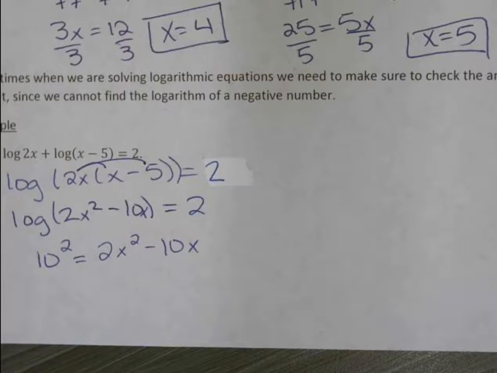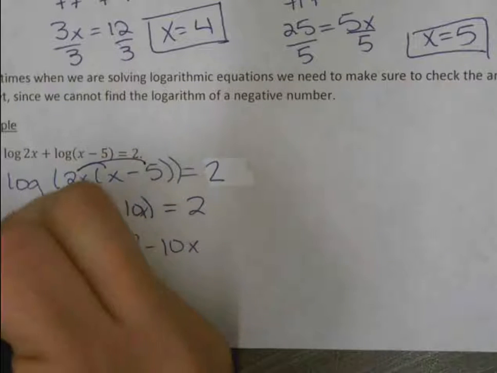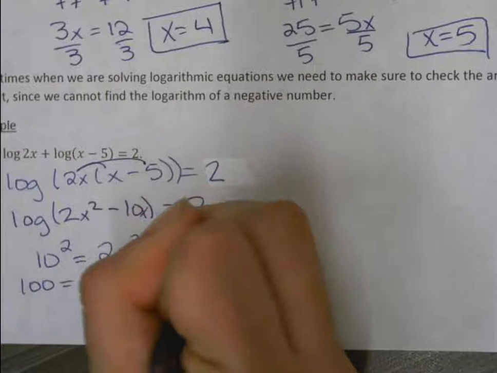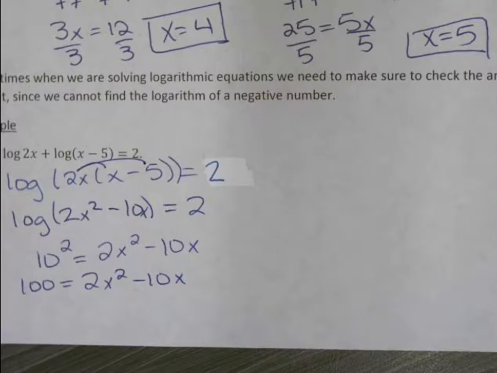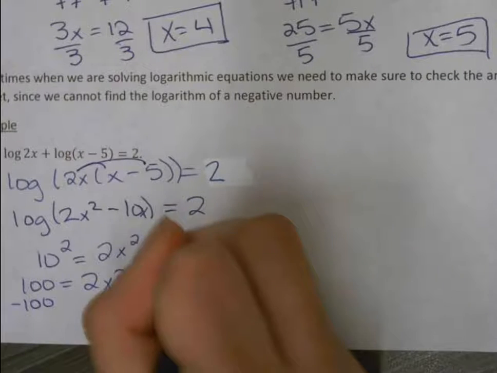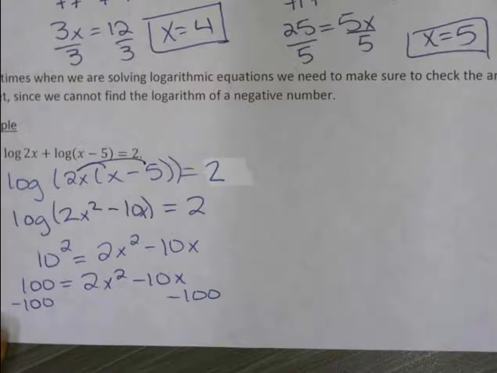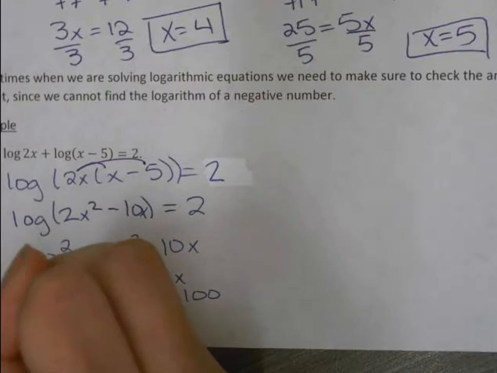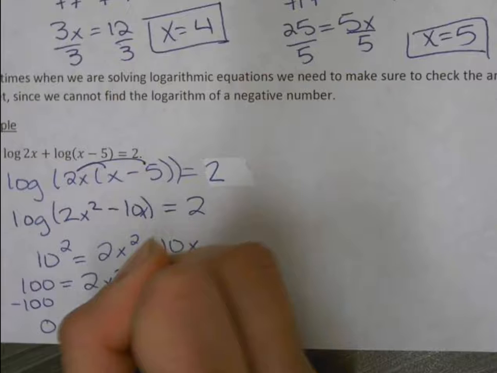So 10 squared is... Okay, what do I want to do next? So whenever I have a quadratic equation, I always want to solve it. Set it equal to 0. Yep, I want to start by setting it equal to 0. So I'm going to subtract 100 from both sides just because it's easier to move one number than two. And I get 0 equals 2x squared minus 10x minus 100.